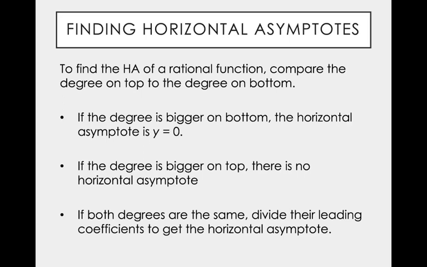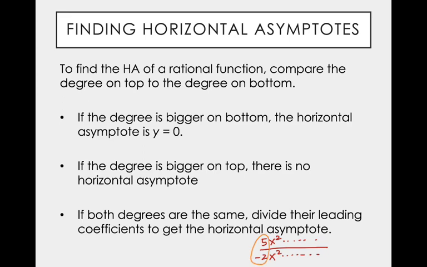If both of the degrees are the same, you're going to divide their leading coefficients. So if I had an x squared term on top, and who cares what else, and an x squared on bottom, and who cares what else, whatever the coefficients were, like if there's a 5 here and a negative 2 here, because they're the same, we're just going to divide those leading coefficients to find the horizontal asymptote.